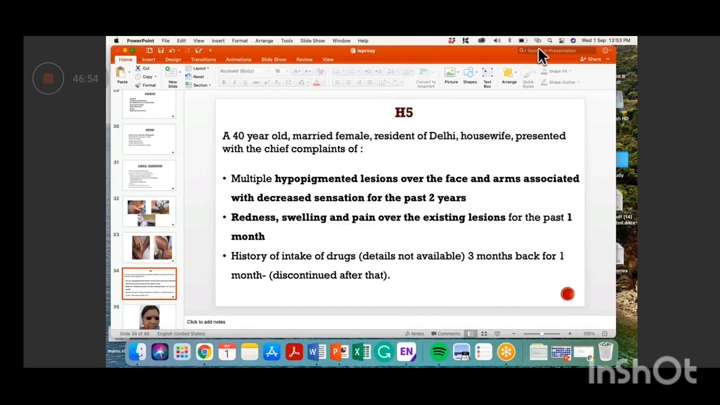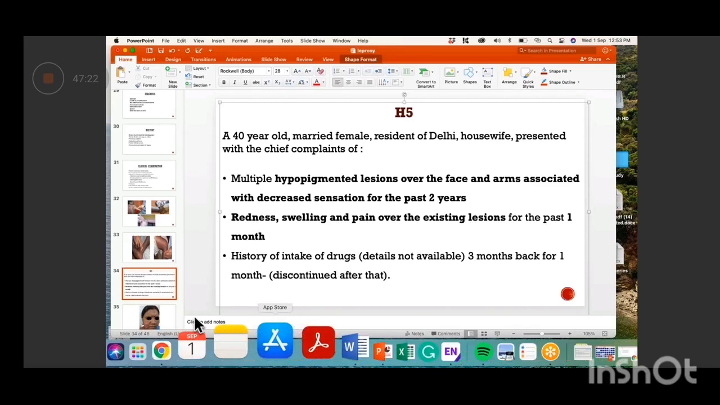Now, this 40-year-old married female, resident of Delhi, a housewife, presents with chief complaints of multiple hypopigmented lesions on the face and arms with decreased sensation for the past 2 years. So there are multiple lesions, firstly, and they are hypopigmented on the face and arms, with decreased sensation. There is redness, swelling, and pain over the existing lesions since past few months. And there is history of intake of drugs, details of which are not available.